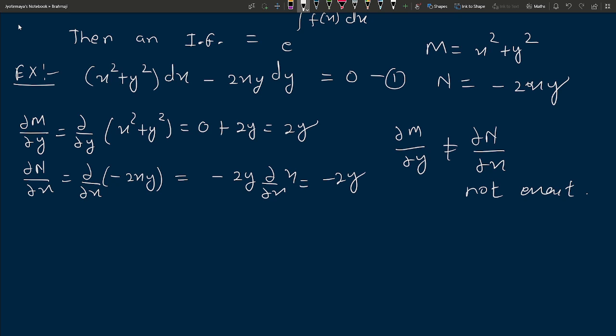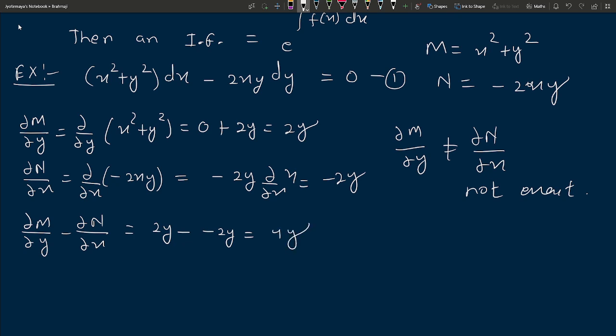If you find this type of situation, del M by del y not equal to del N by del x, and this does not belong to form 1 or form 2, then simply subtract del M by del y minus del N by del x and see what happens. Now del M by del y is 2y minus del N by del x, and del N by del x is minus 2y. So 2y plus 2y, this is 4y.